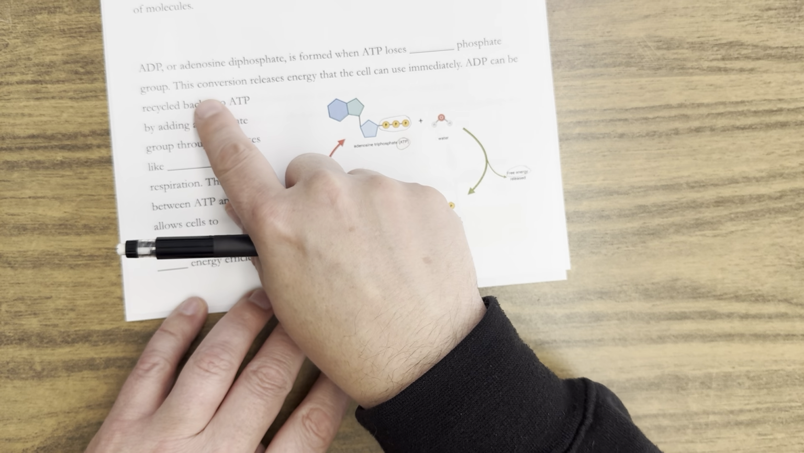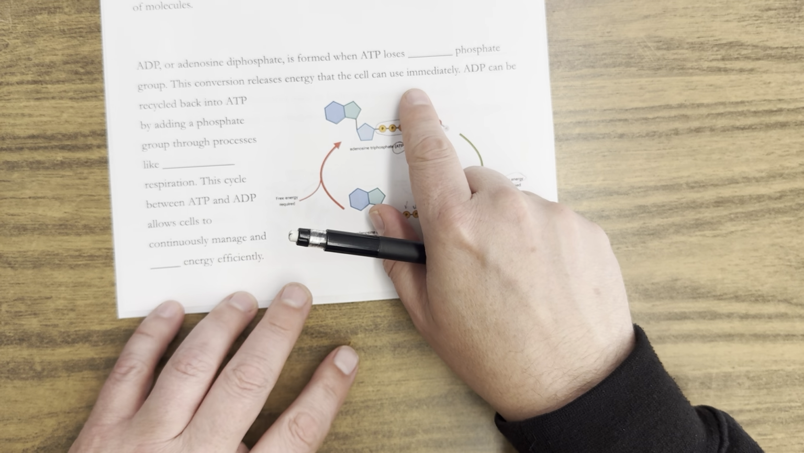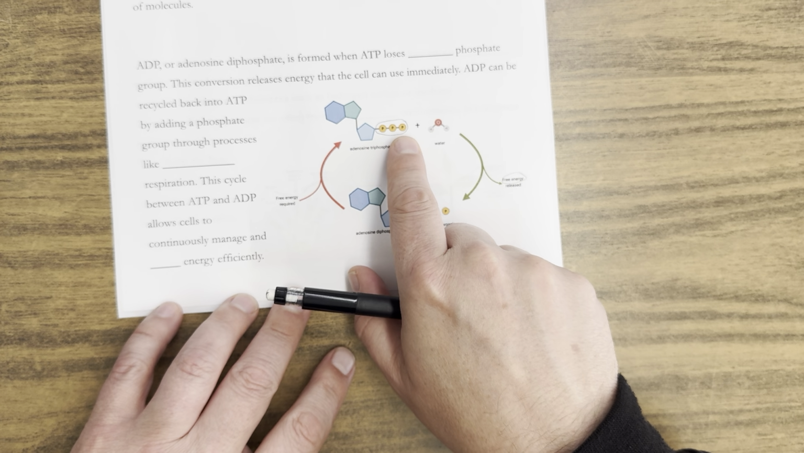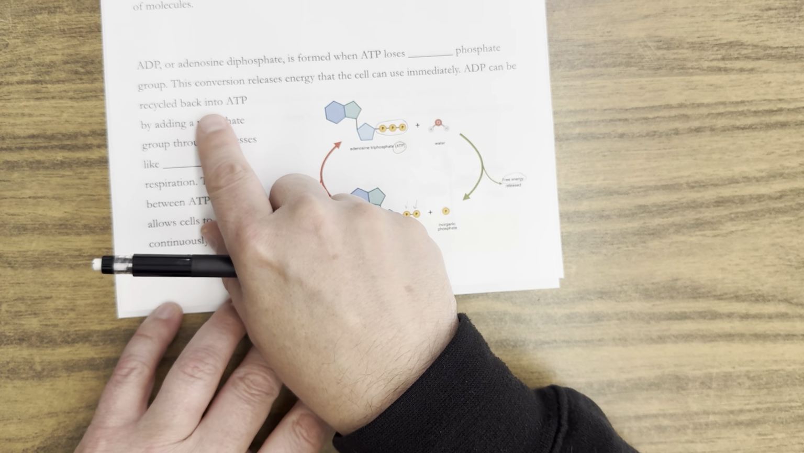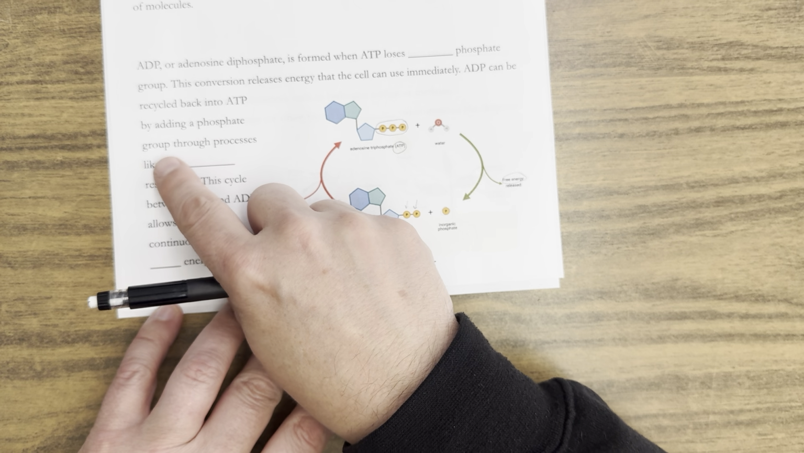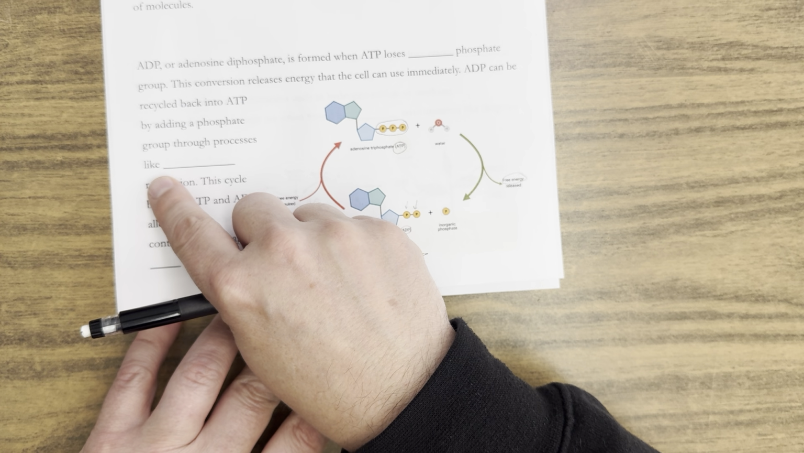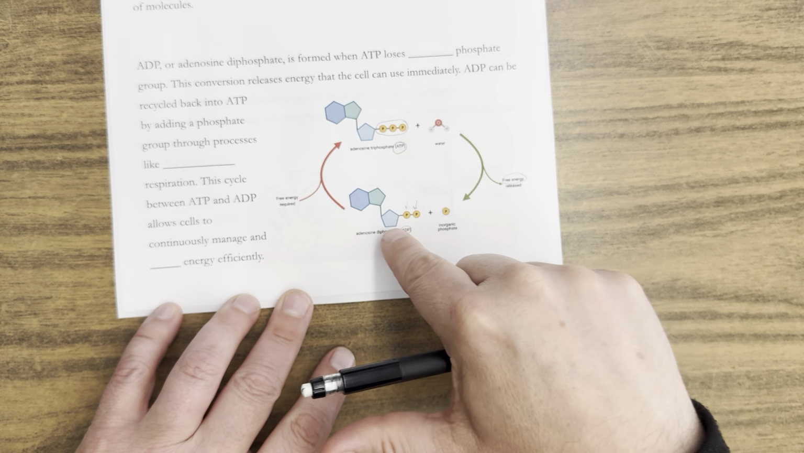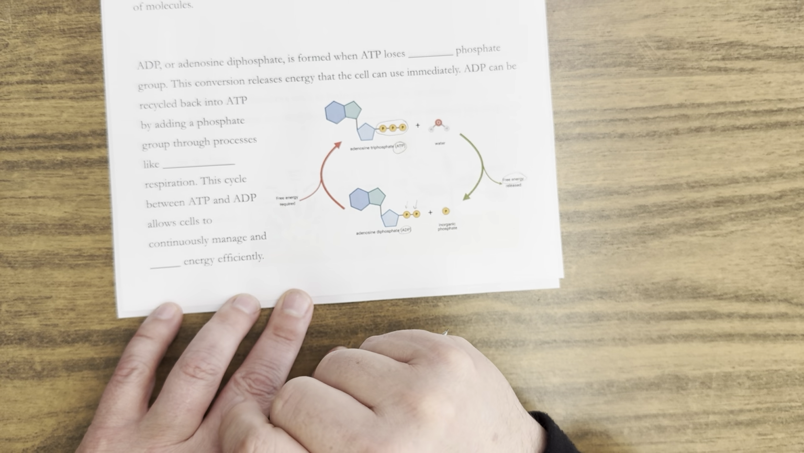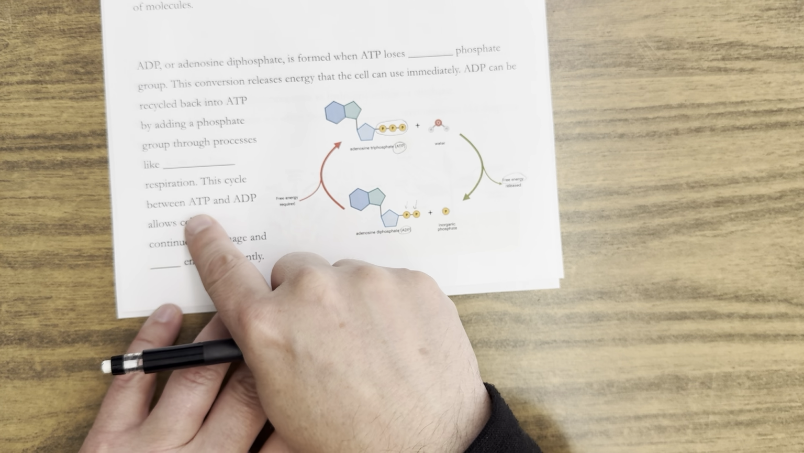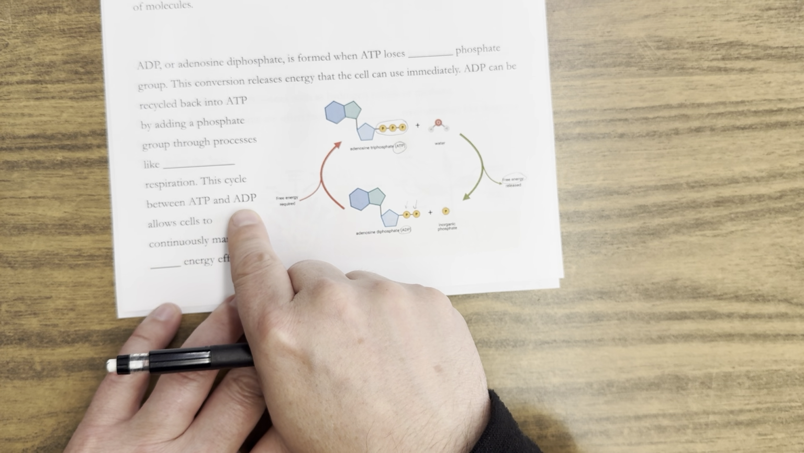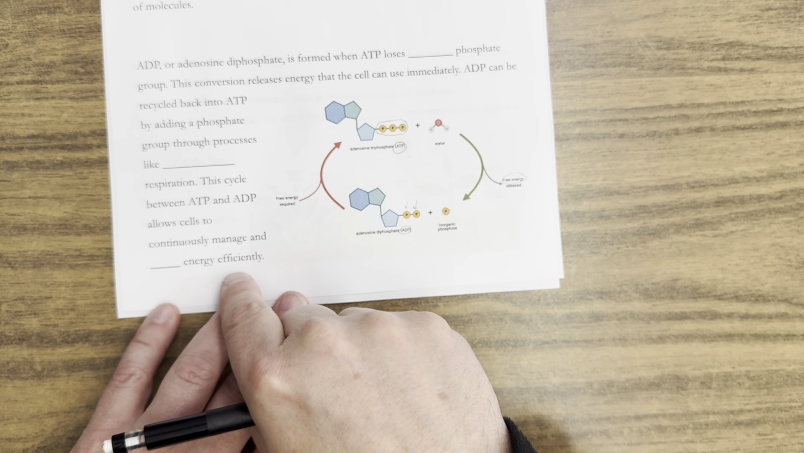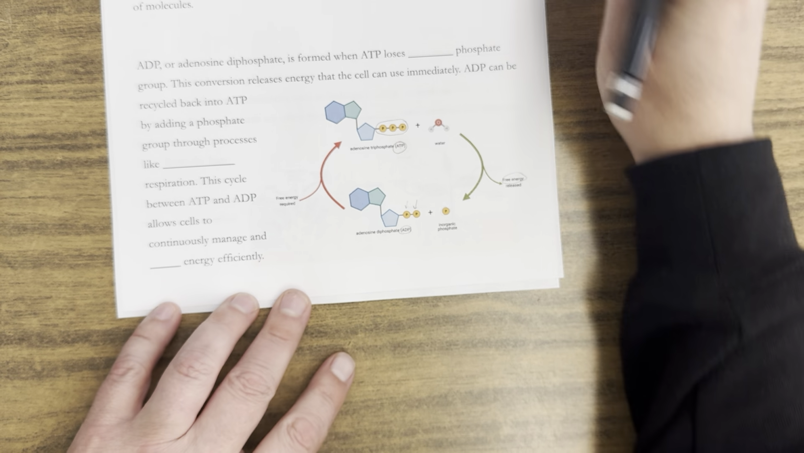This conversion releases energy that the cell can use immediately. So when it releases that last phosphate, ADP can be recycled back into ATP by adding a phosphate group through processes like cellular respiration, which is there, right? Adding that third phosphate back. This cycle between ATP and ADP allows cells to continuously manage and reuse energy efficiently.